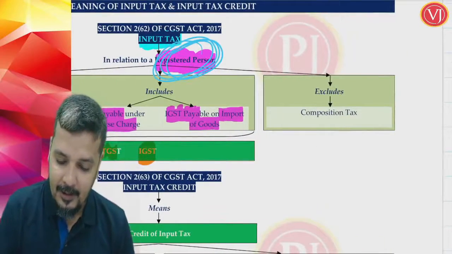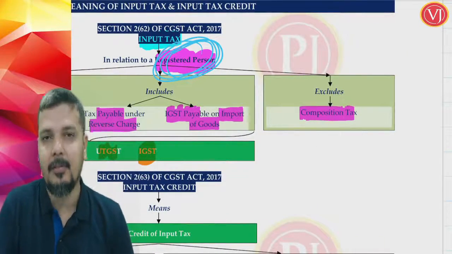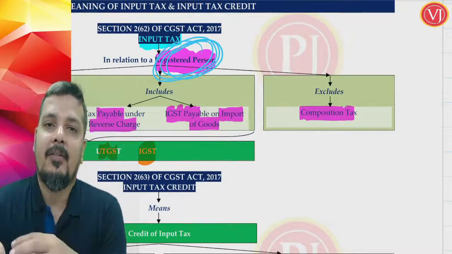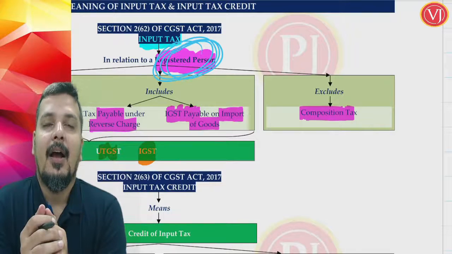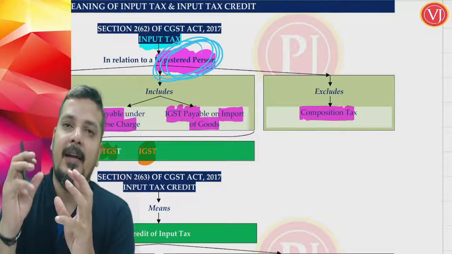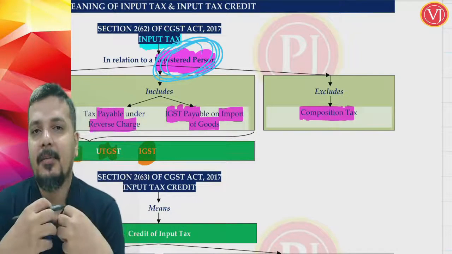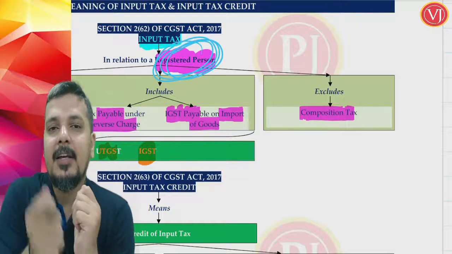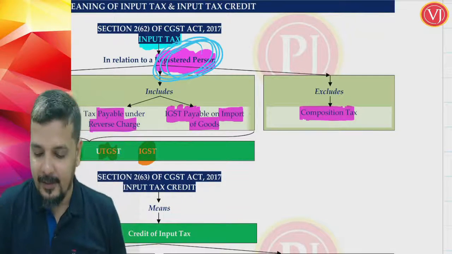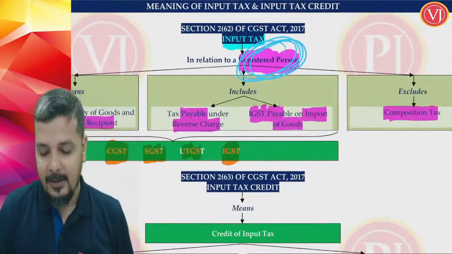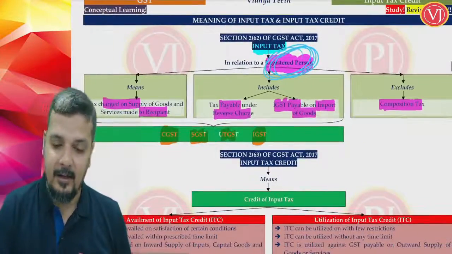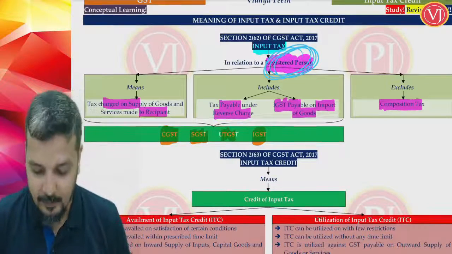It will not include composition tax. As I said, a composition dealer will pay tax to the government but cannot collect tax from me. He will be giving something called a bill of supply, and though he is paying tax to the government, he cannot collect from the customer, that is the recipient. He will be giving me a bill of supply which will not have any tax. I cannot take any credit, so it is not covered in the definition of input tax. Please understand that this is the understanding of input tax in terms of section 2 clause 62.